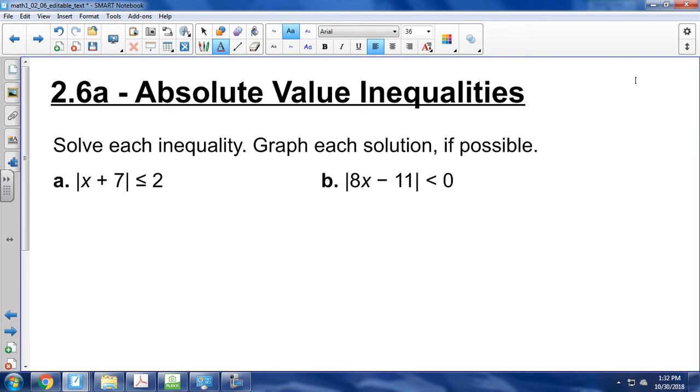So today, we're going into section 2.6a, which is absolute value inequalities. You might remember that when we have a house, the absolute value is kind of like a house, right? And we want to keep everything contained inside of the house.